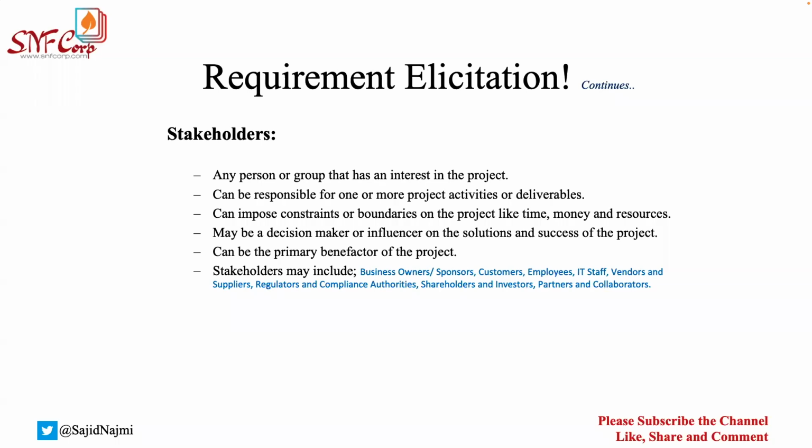Now you need to know, from the requirement gathering perspective, who are the key stakeholders for you, and you have to find them, document them, and talk to them for the requirements. The stakeholder can be responsible for one or more project activities or deliverables at the same time. This person may have multiple deliverables. This person might be working for different projects, or might have different roles within the same project. So you need to identify all of them.